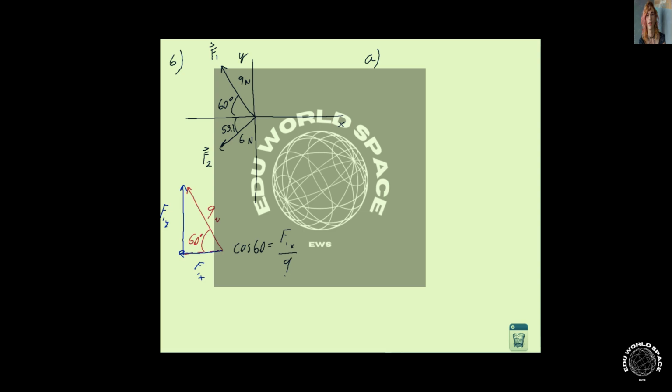So again, hypotenuse times cosine 60 is going to give us the x component, and that, when we plug it into the calculator, is going to give us 4.5. And we do need to be careful because it is pointing in the negative x direction. So we're going to slap a negative on there, 4.5 newtons in the x direction. That's our F1x.